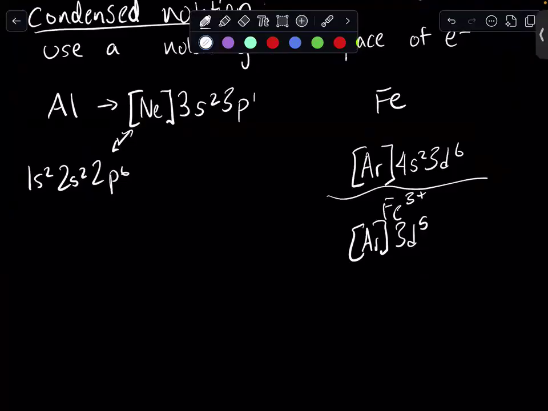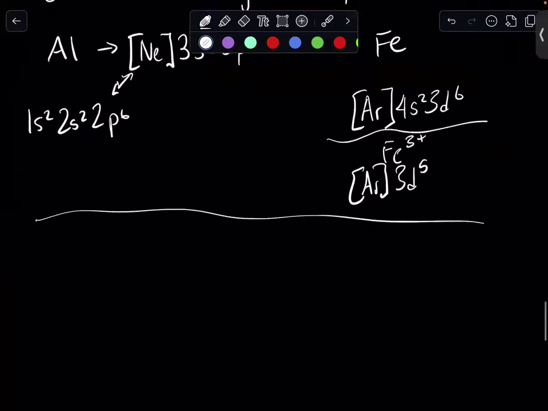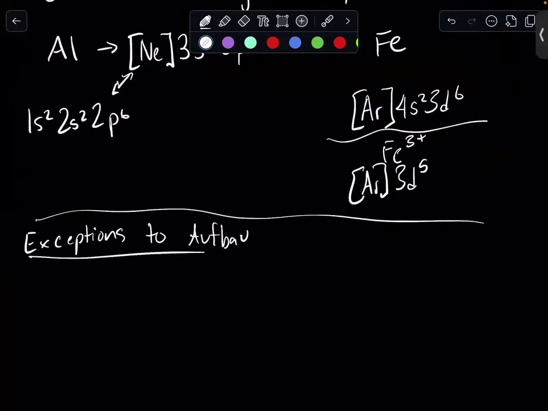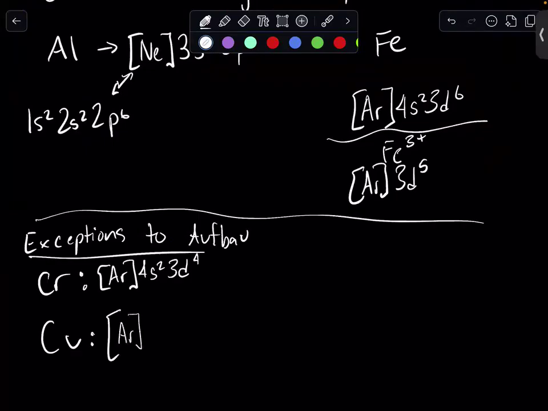So moving forward to the last little bit of this whole lesson. It's a little more than a last little bit, but we're going to go over two exceptions. Exceptions to Aufbau. The two that you must know are chromium and copper. Chromium and copper would both normally be written with argon and normally would say 4s2, 3d4 for chromium, and copper would be argon 4s2, 3d9.